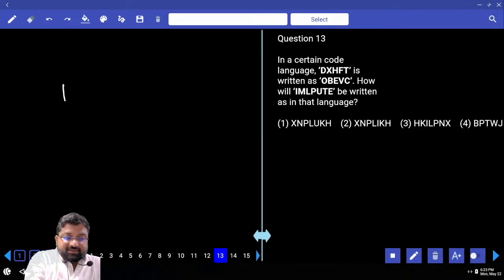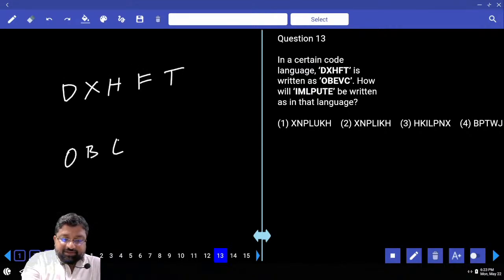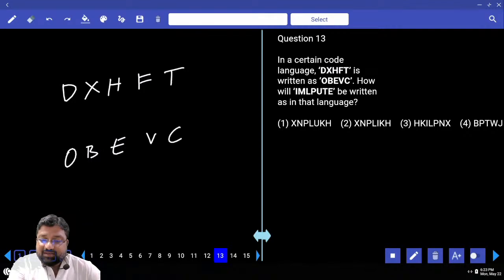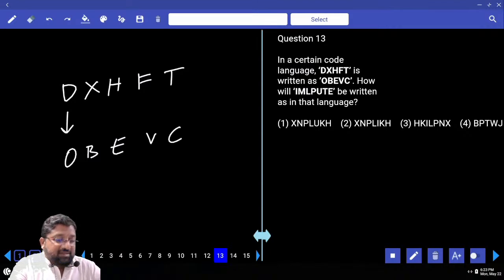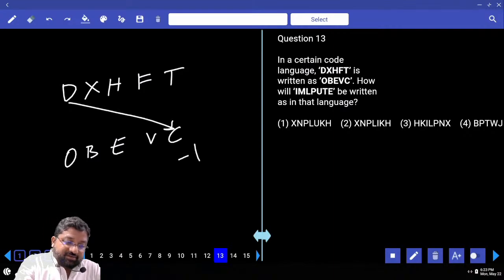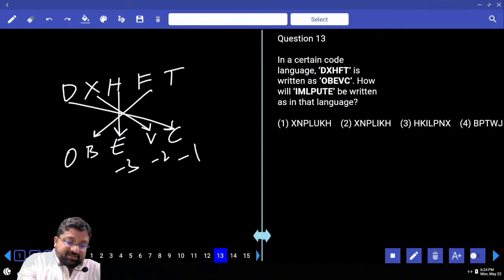Next, look at this question here. DXHFT, OBEVC. Okay? First I need to go directly. D and O: D is 4, O is 15 plus 11. I is 9 plus 11 is 20. There is no option which starts with T, and one thing is for sure, what I tried is not correct. What should my duty be? Reverse. D to C is minus 1, 24 to 22 is minus 2, 8 and 5 is minus 3, 6 and 2 is minus 4.